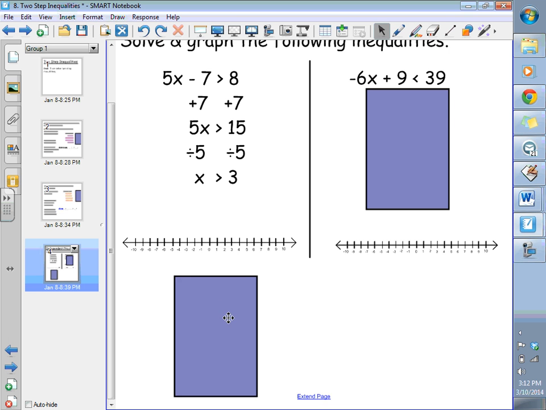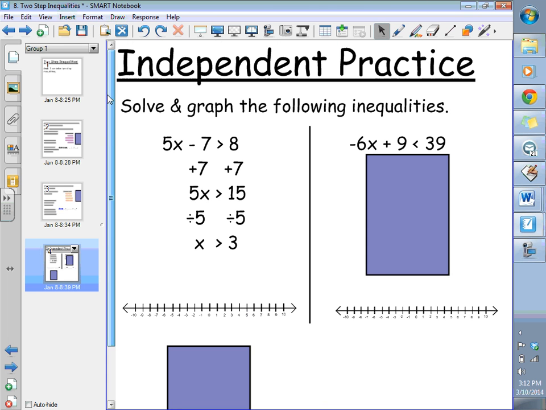Oops, that doesn't work very well. All right, scroll back up. I just knocked my page down.